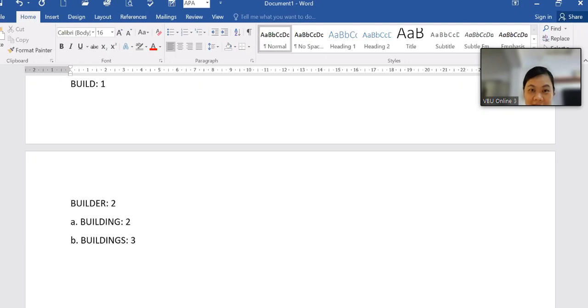All right, now look at the sentences, okay? Sentence A: they are building a house. And sentence B: there are four buildings in this area, right?